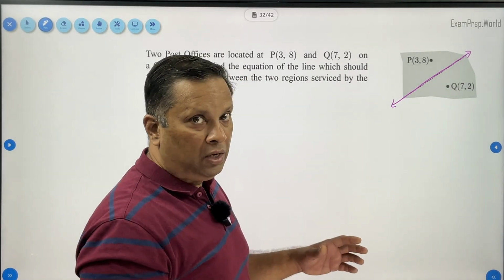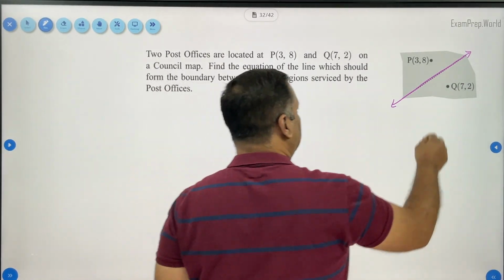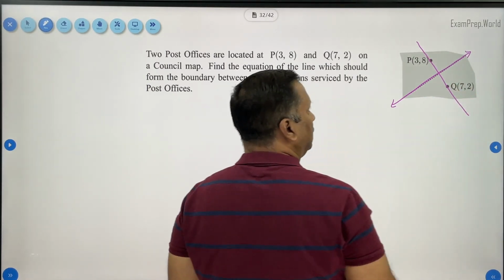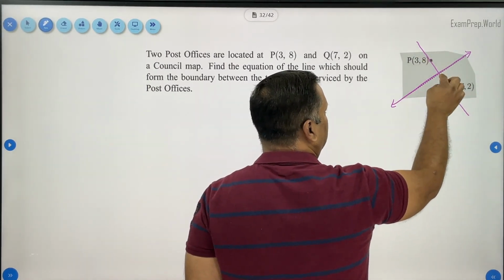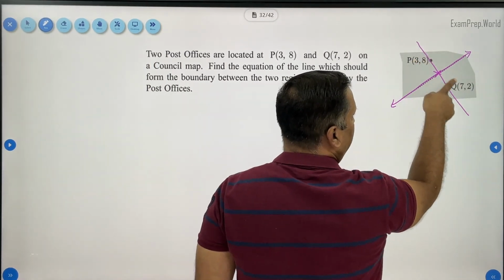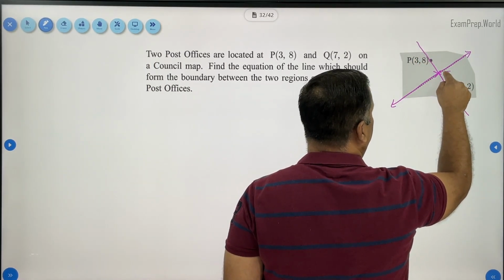See, boundaries are always perpendicular to the line joining these two, and it will go through the midpoint of this. So this is the midpoint of PQ. Let us find the coordinates. 3 plus 7, 10 divided by 2 is 5.